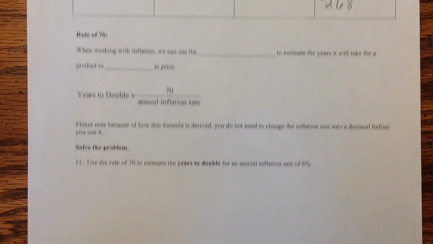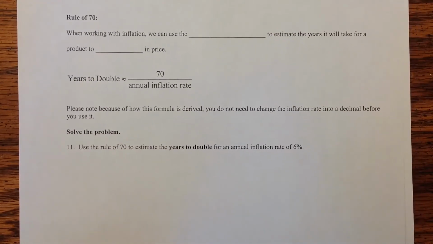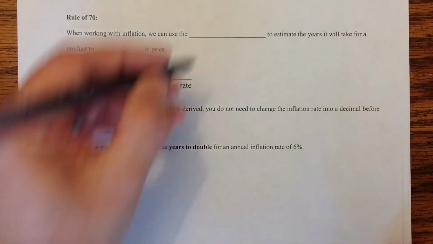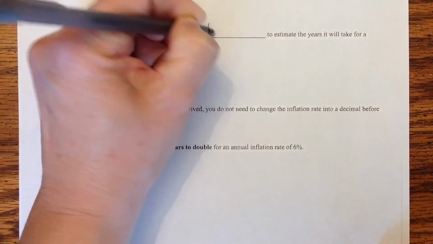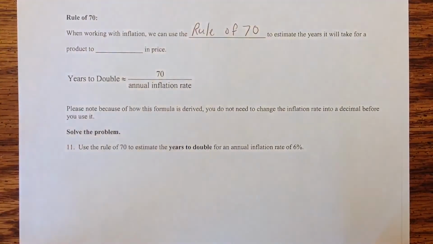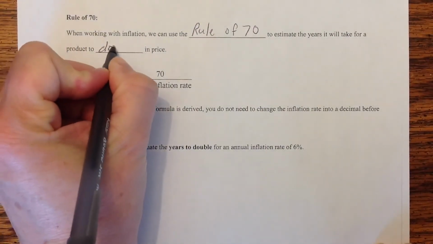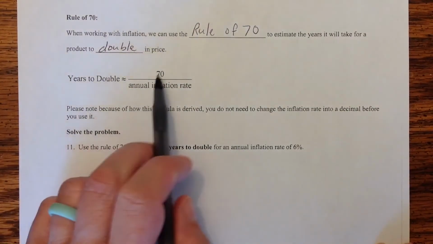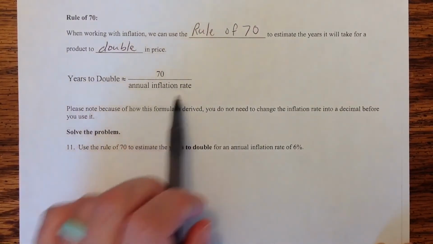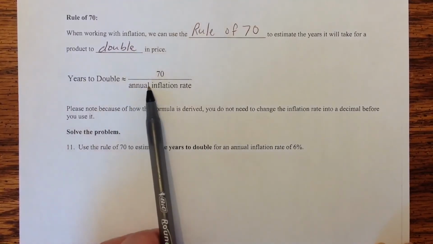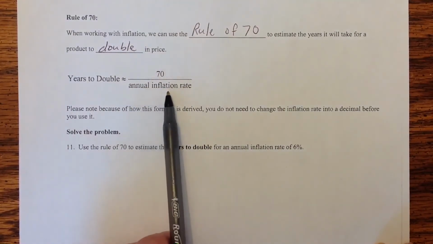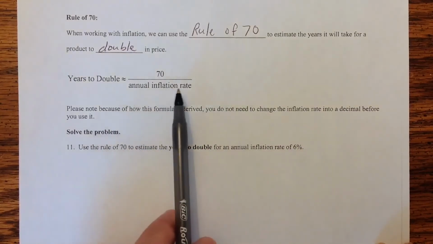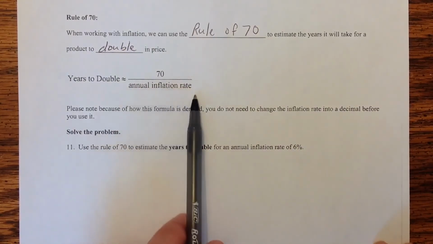Now, the last idea with inflation is this rule of 70. So when working with inflation, we can use the rule of 70 to estimate the years it will take for a product to double in price. And the way we do that is we take 70 divided by the annual interest rate. Now, because of how the formula is derived, we do not change the inflation rate into a decimal. We use the whole value.